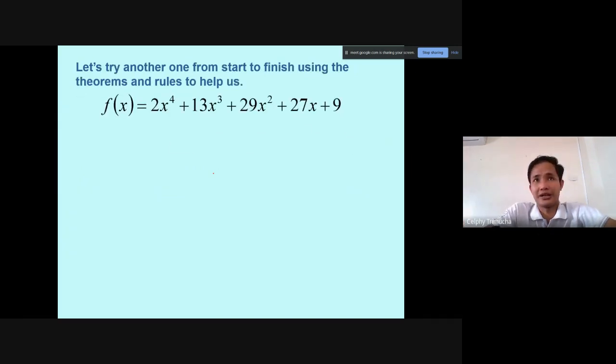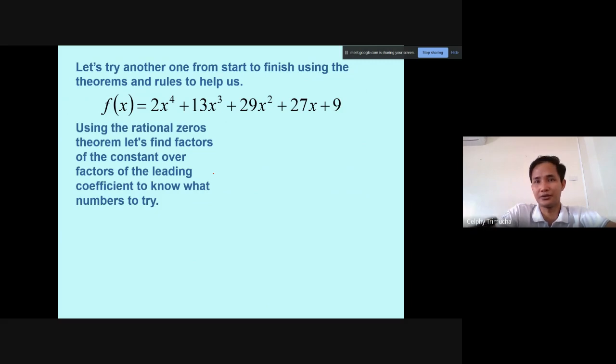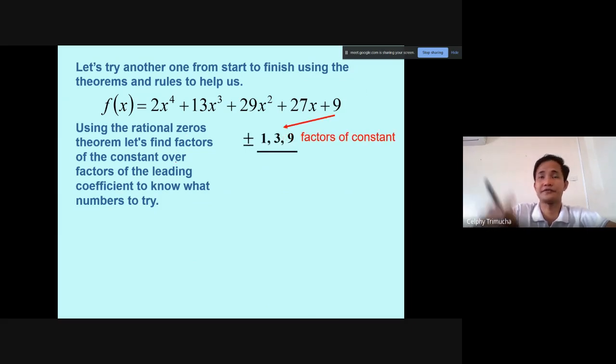Let's try another one from start to finish using the theorems and rules to help us. So using the rational zero, let's identify our factors. First, starting with the factors of the constant, which is 9. What can we multiply to get 9? 1 times 9, or 3 times 3. That means our factors are 1, 3 and 9. But we have to take note, positive and negative, we need to consider.